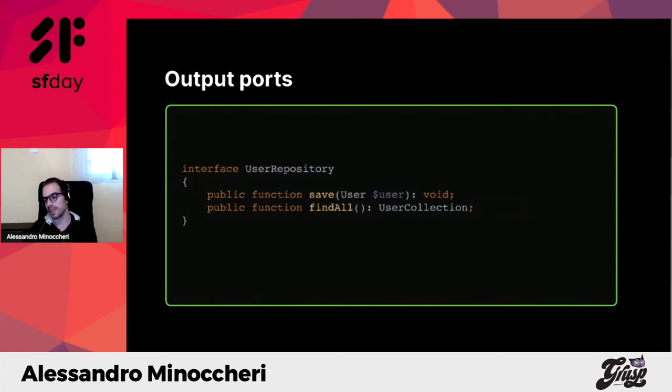An output port is again a simple interface that can be called by our use cases if they need something from the outside. In this case, it's again inside the domain layer. We have the interface user repository with those methods save and find all that interact with something else.